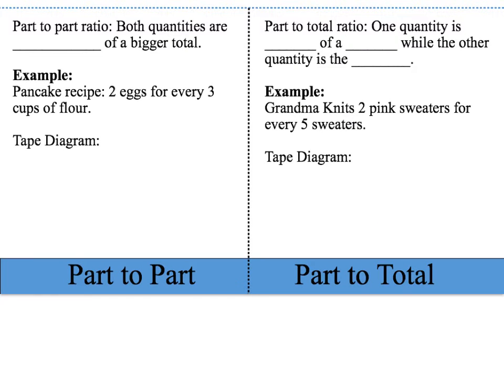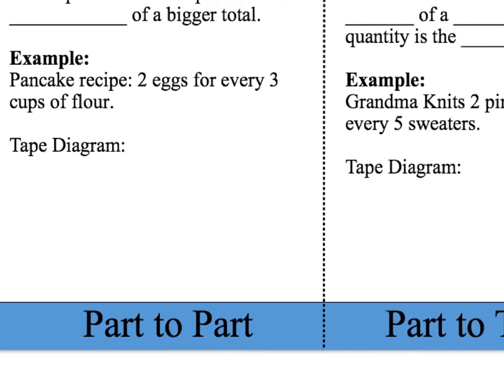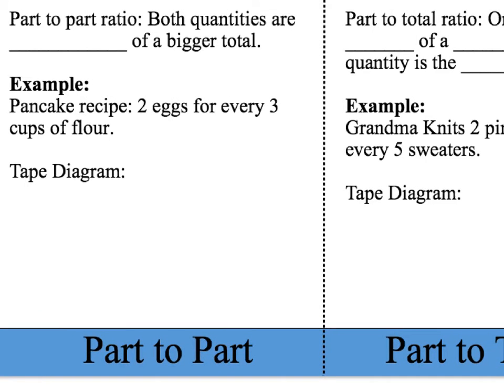So we're going to extend our key concepts to this slide. We've got 2 different types of ratios. The first type of ratio on the left-hand side is called a part-to-part. The other type of ratio is called a part-to-total. Let's go ahead and discuss a part-to-part ratio first. So for a part-to-part ratio, both quantities are part of a bigger total.